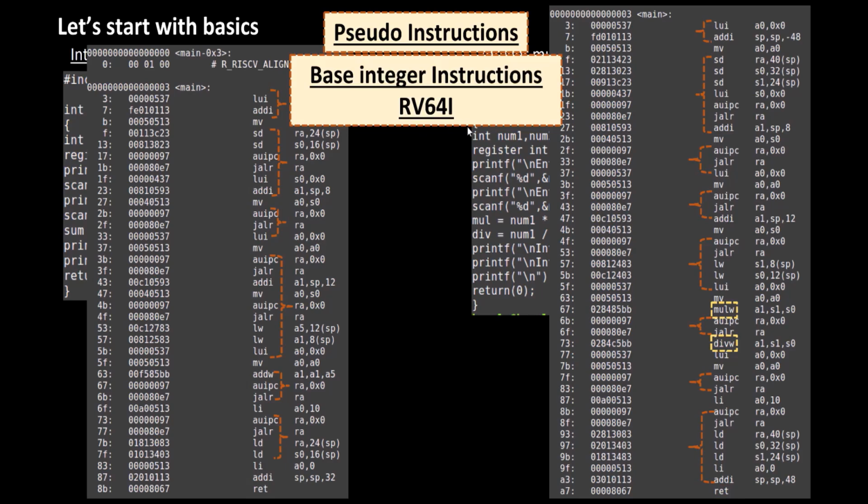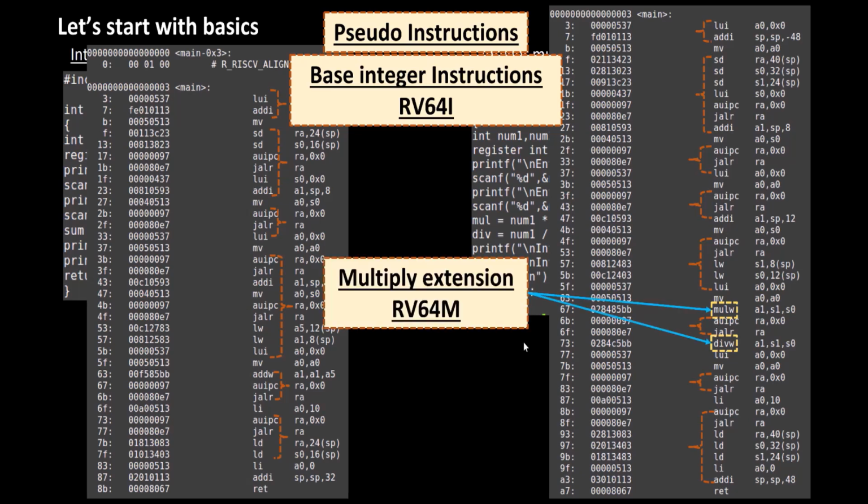Apart from the base integer instructions, there are two additional instructions that do the multiplication and the division function, and these kinds of instructions are categorized as a separate set called the multiply extension. The nomenclature to represent these instructions is RV64M.